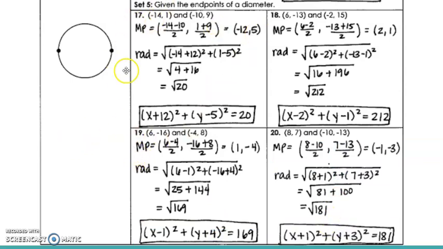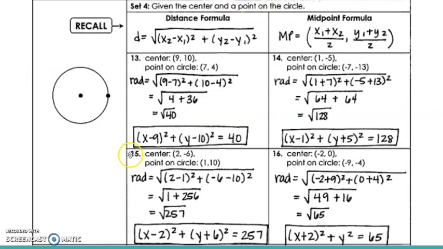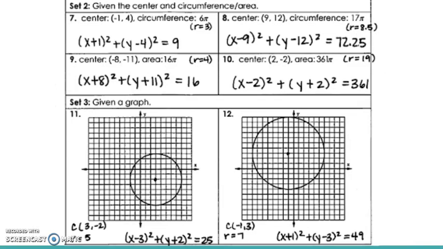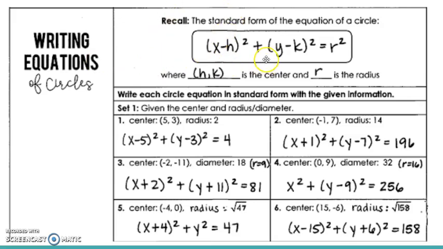So we use the midpoint and the distance formula when we're given 2 endpoints of a diameter. We're just using the distance formula if we're given the center already and then a point on the circle. And sometimes they'll just give us all the information that we need and we'll be able to write the equation of our circle easily.